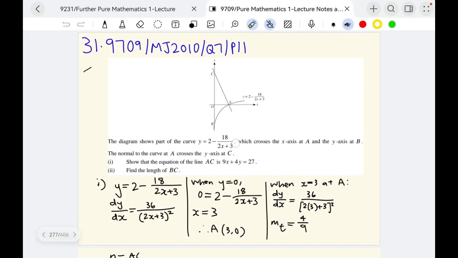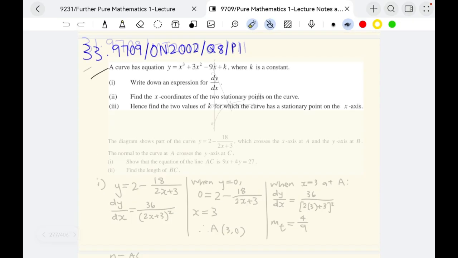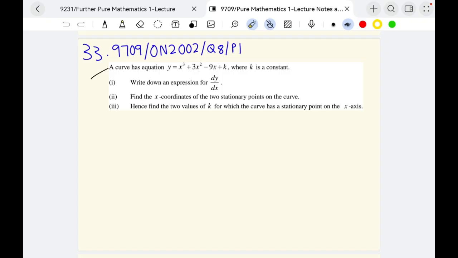Okay. Good. Let's move on to the next question, which is question 33. So this is a past question from 9709, October/November 2002, question 8 from paper 1. Okay, a curve has an equation of y is equal to x cubed plus 3x squared minus 9x plus k, where k is a constant. For the first part, write down the expression for dy dx.